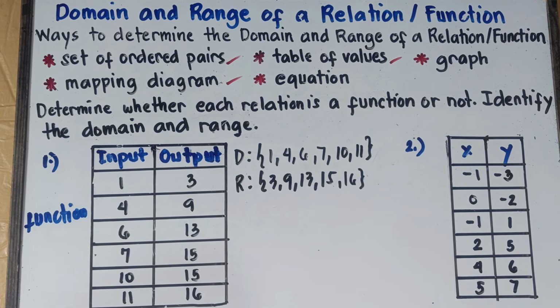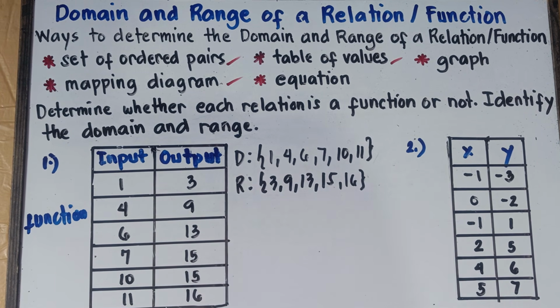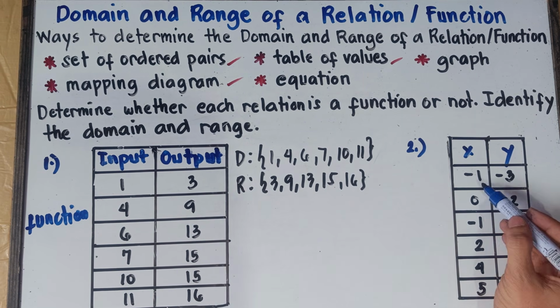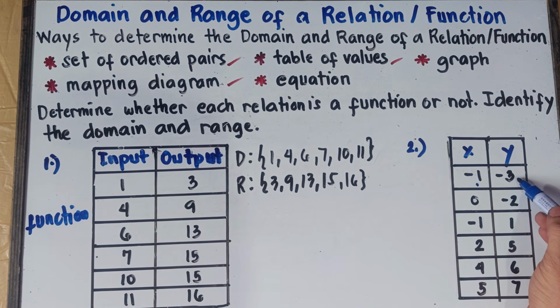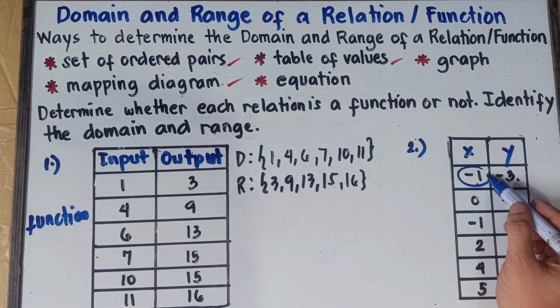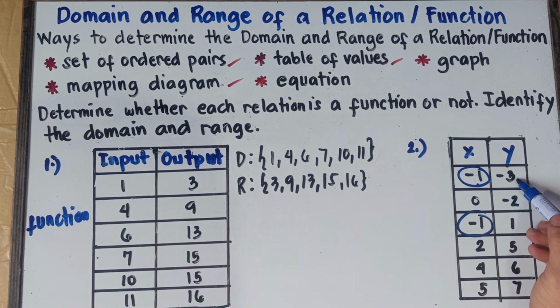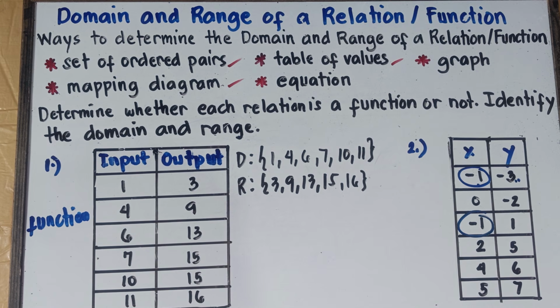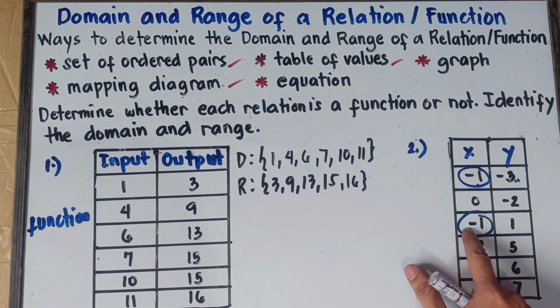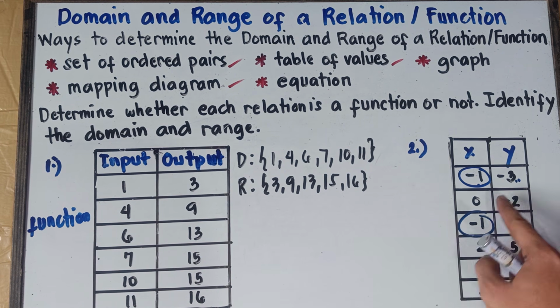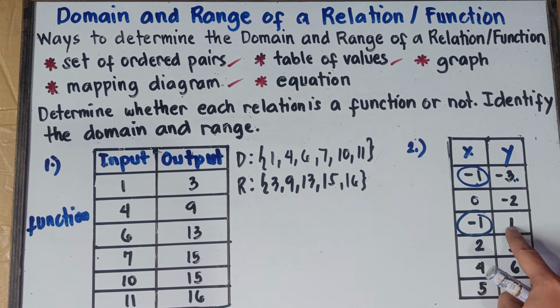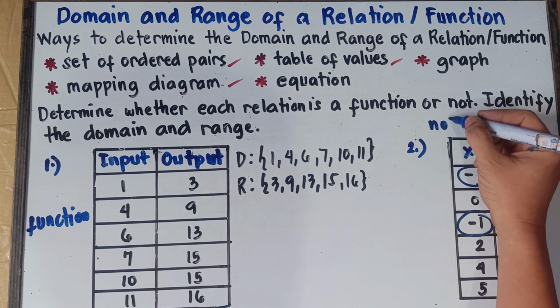Now question, class, for number 2. Is this a function or not a function? That's correct. This will not be a function because this negative 1 corresponds to 2 different outputs. There will be negative 3 and then positive 1. Once again, class, this input negative 1 is repeating and corresponds to 2 different outputs. Therefore, for number 2, this will not be a function.